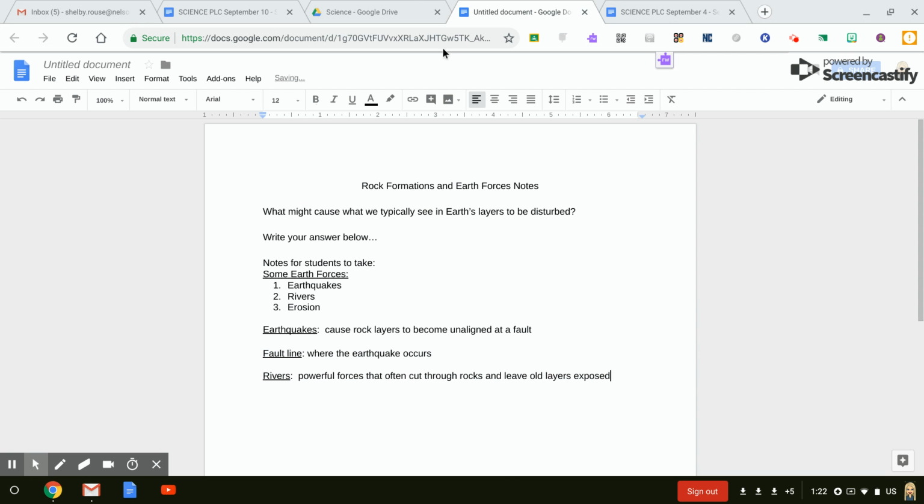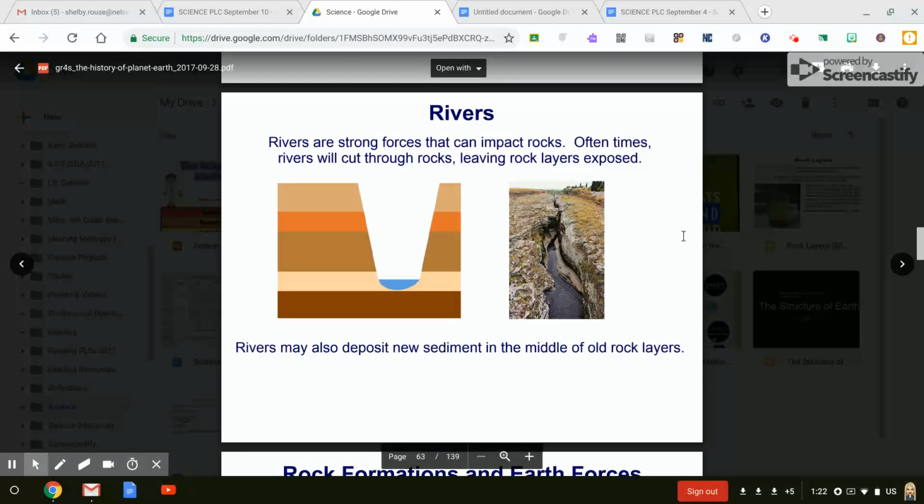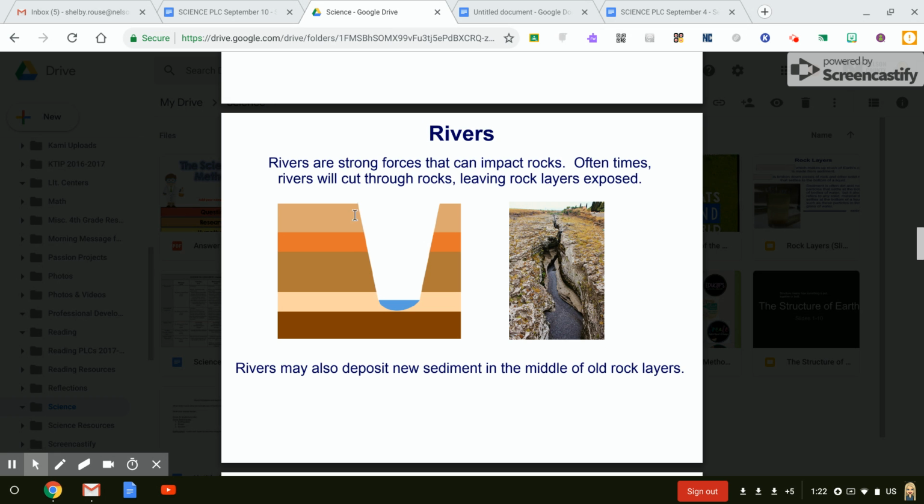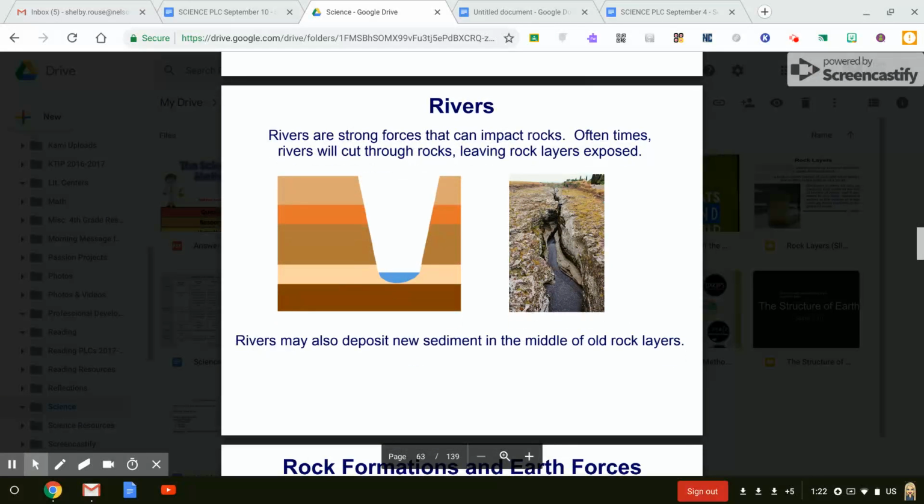So rivers, we know what rivers are. We see them. Some of you have maybe even lived next to a river, but they are strong forces that can impact rocks. Oftentimes, they will cut through rocks, leaving rock layers exposed. So that water can be a very powerful force, and it can cut through the layers of rock, as you can see here, leaving areas exposed. So you would be able to see through here the different layers of rock. Rivers may also deposit new sediment in the middle of old rock layers. We know that depositing sediment is the first step in the rock formation process.